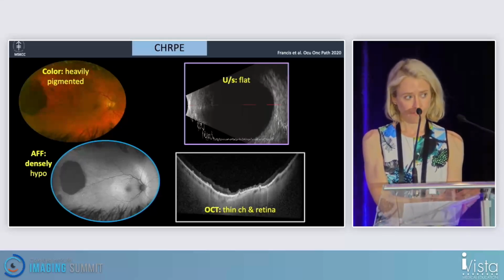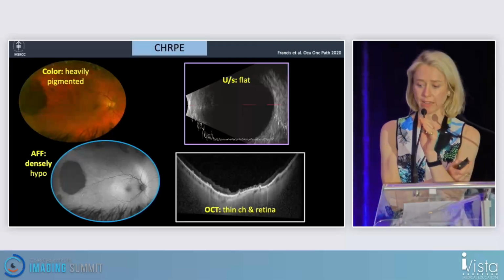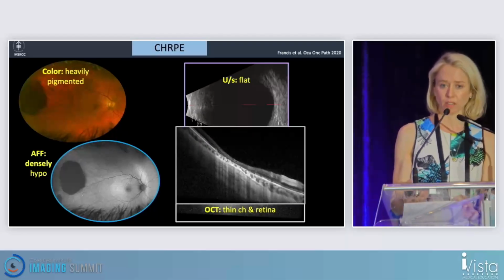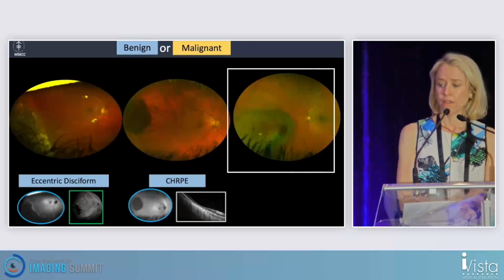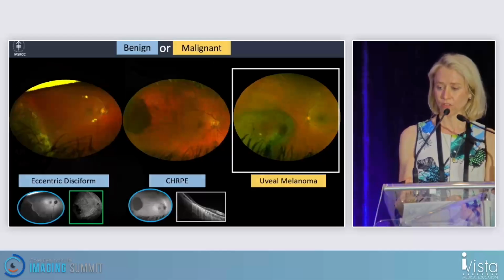There is often thickening of the retinal pigment epithelium, except where you see a lacunae, and the choroid is usually thinner. And here is another example of that, again showing that the choroid is also thinner. And then finally here, hopefully you'll know this from the previous slide, this is another uveal melanoma.